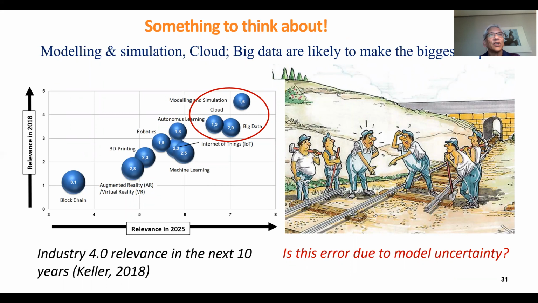Something to think about. The curve on the left-hand side shows what kind of tools could be important in the next 20, 30 years. Modeling and simulation is very high, big data is very high, cloud computing is very high, and machine learning is also among the top. Also, at the same time, we have to think that if we have a model and we have parameters, then there will be uncertainty in the model, and we have to be careful when we apply the model, so that we do not come into this situation.